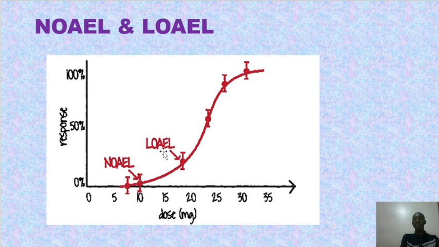Then we are seeing LOAEL, and we are saying that LOAEL is our lowest point whereby we see the adverse effects. For example, here we see that it's 10 where we see the lowest point where we see adverse effects, so LOAEL is 10. Because LOAEL can't be up, it's always just down.